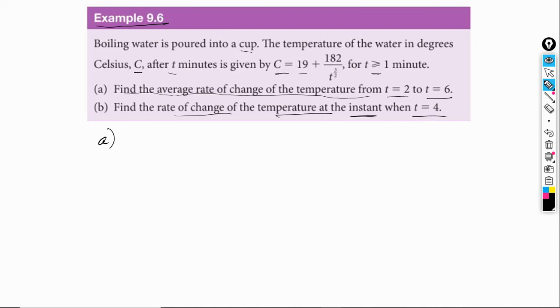So for letter A, they want us to find an average. So an average rate of change is going to be the slope of the line between the 2 points where they want us to find that average. So notice that we have 2 points, right? One where T equals 2 and the other one where T equals 6. So we have to find the temperature at those 2 points. So the temperature for time equals 2 minutes is equal to 83.35 degrees Celsius.